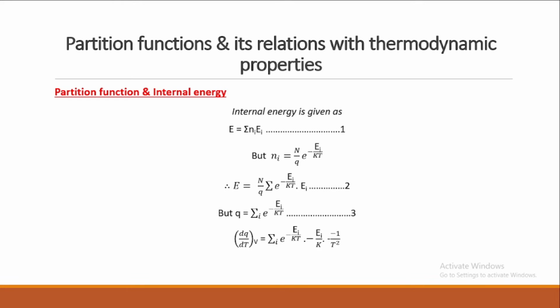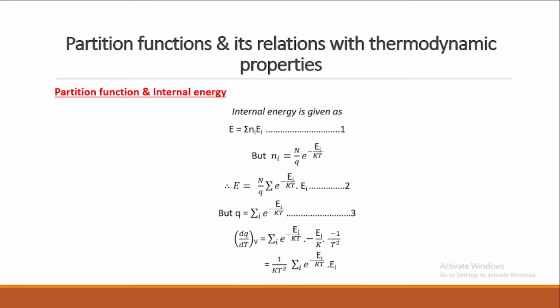So dQ by dT at constant volume is equal to sigma over i. So we are differentiating with respect to temperature at constant volume. So sigma i into e raised to minus Ei by kT. First, e raised to x gives e raised to x into the derivative of x, so minus Ei by k into what is the variable here? T. So minus 1 by T with respect to T, which will be minus 1 by T square.